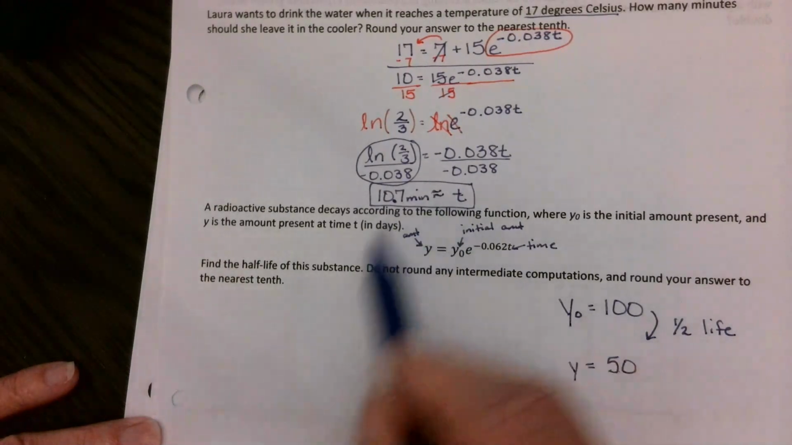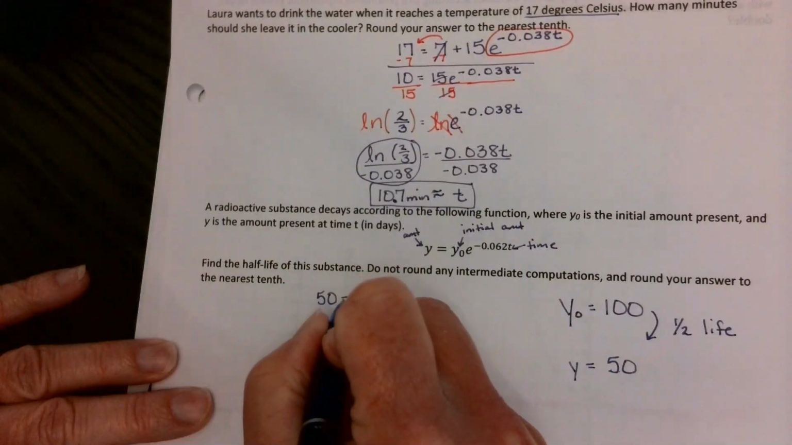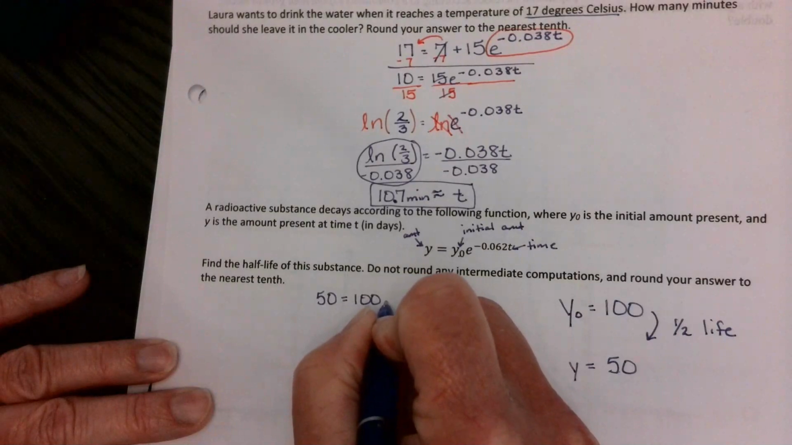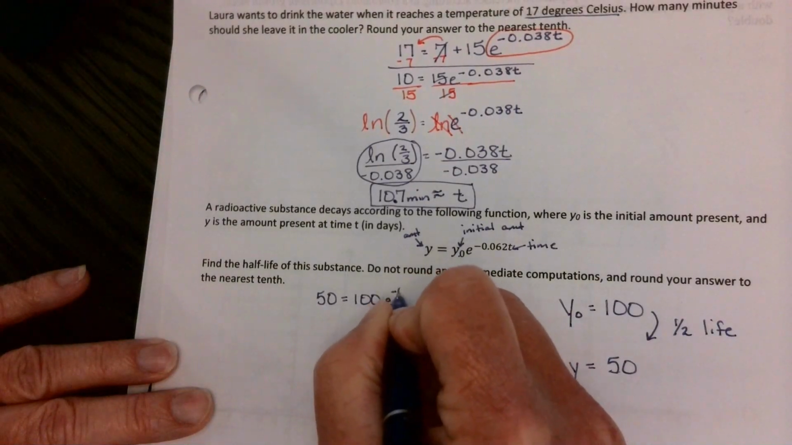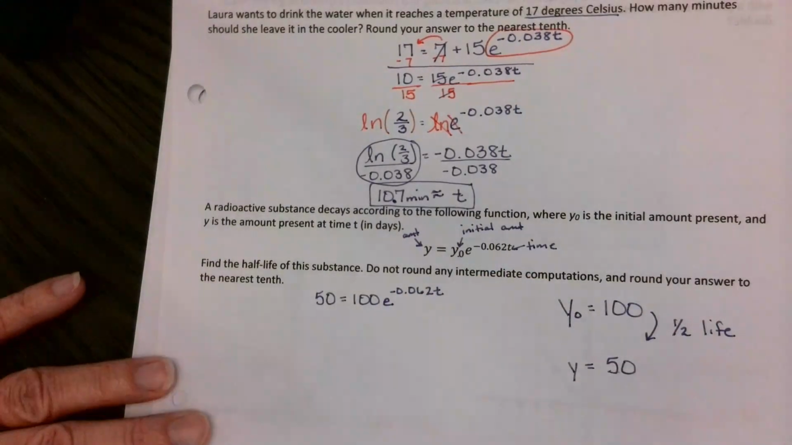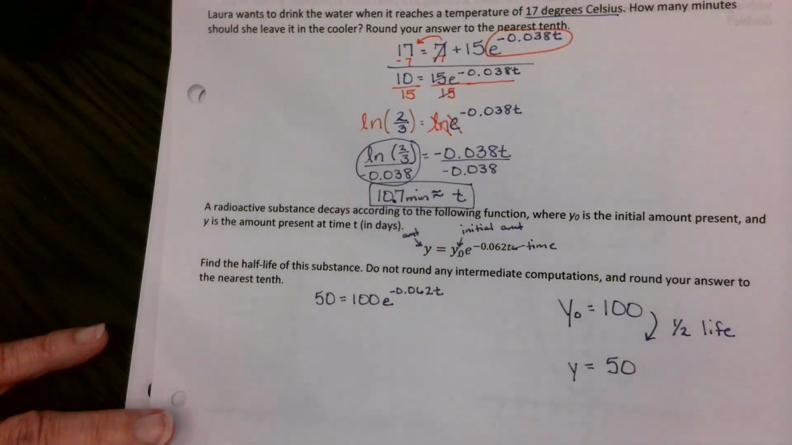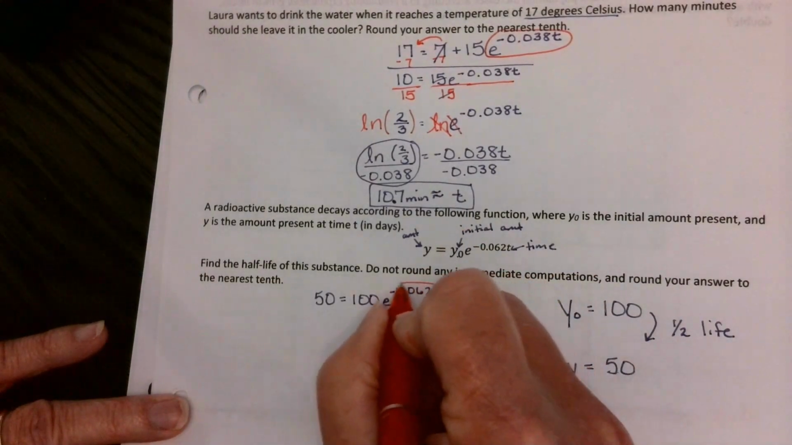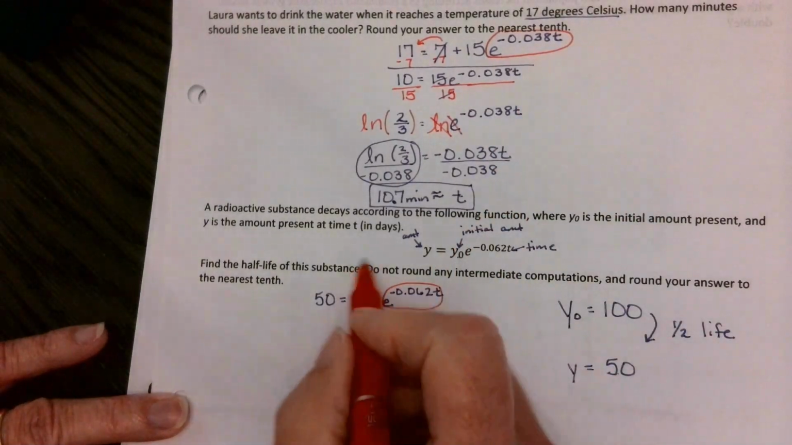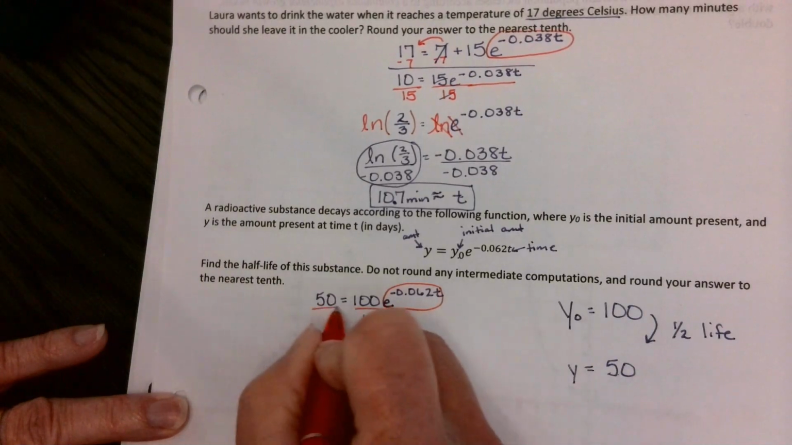Okay, so now let's fill in what we know. So we have 50. Our initial was 100. e to the negative 0.062 t. Because we're trying to find the time of its half-life, we need to get this by itself, just like we did up here. We're going to divide by 100 to get that by itself.